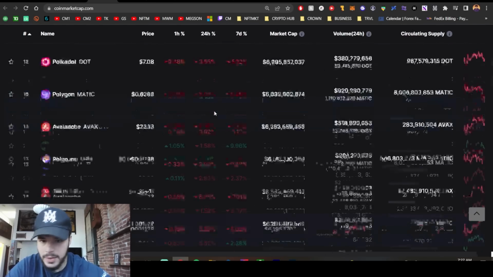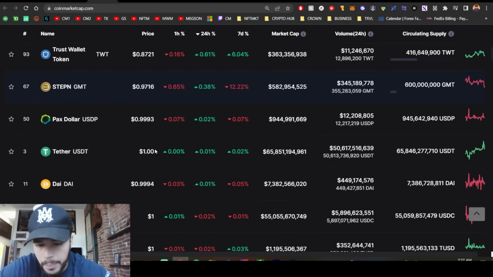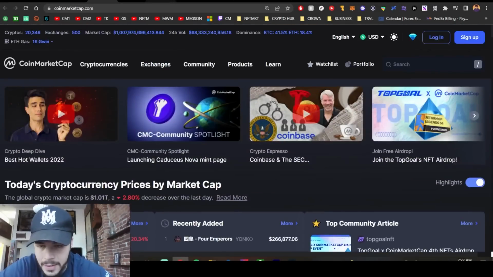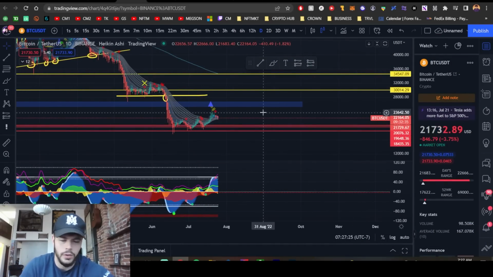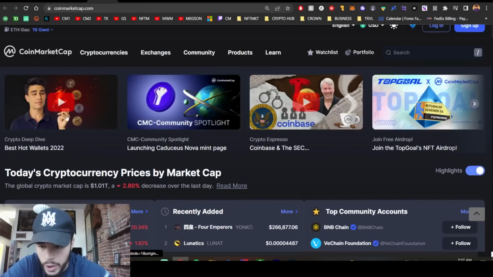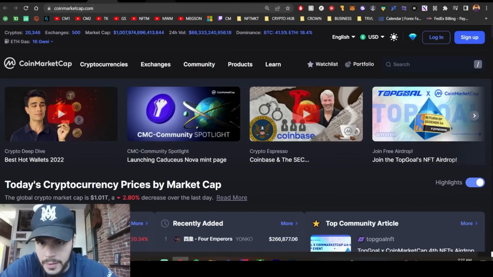Nothing really to see on the market today. Biggest gainer is Quantum or Qtum right there. I'm bullish on Qtum. It is a great project. And then Nexo, but all of these are up like 1% or 2%. Not much in the green today as for altcoins. And then Bitcoin, dude, we're still at 21,000. So the market is looking pretty standard today. We're still battling that $1 trillion level, trying to stay above it. 68 billion on the volume. Nothing really too crazy today.